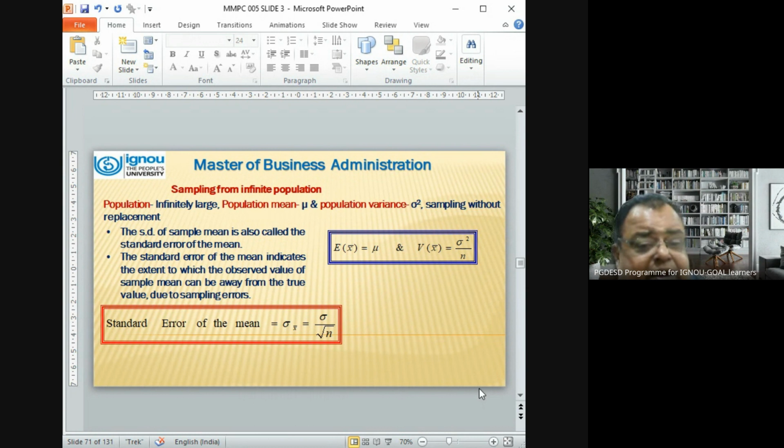So mathematically it is written as E of x bar is equal to mu, and the variance of x bar is equal to sigma square upon n. And your standard error of the mean, that is sigma x bar, is equal to sigma upon under root n.